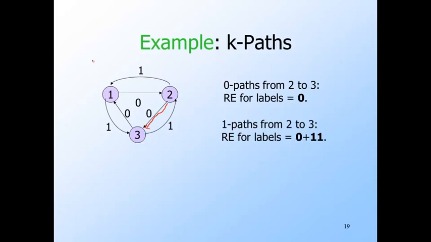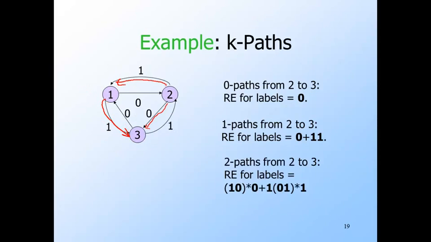The 1 paths from 2 to 3 can go through state 1, but not through 2 or 3. Thus, we can still follow the arc from 2 to 3 labeled 0, but we also can follow the arc labeled 1 from state 2 to state 1, that's this, and from there the arc labeled 1 from state 1 to state 3. Notice that once we get to state 1, we cannot go back to 2 in a 1 path, and if we go to 3, we're finished. The path must end.